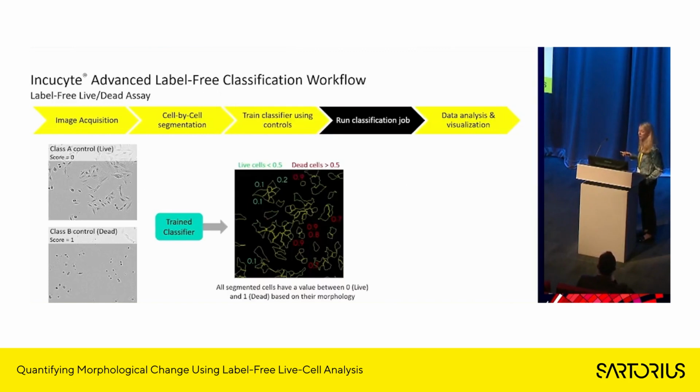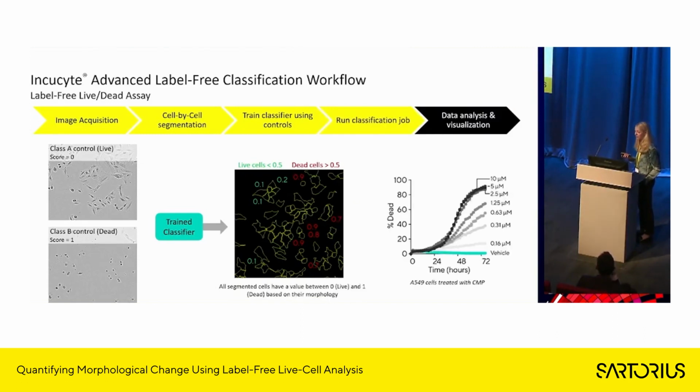So when we apply this to other images, as you can see here, every individual cell is quantified based on its morphology and assigned a score value on this range. We can then apply a threshold, and this then classes the cells into either one of these classes. For example, with a threshold of 0.5, any cell that has a score below that would be considered live, and any cell with a score above that would be considered dead.